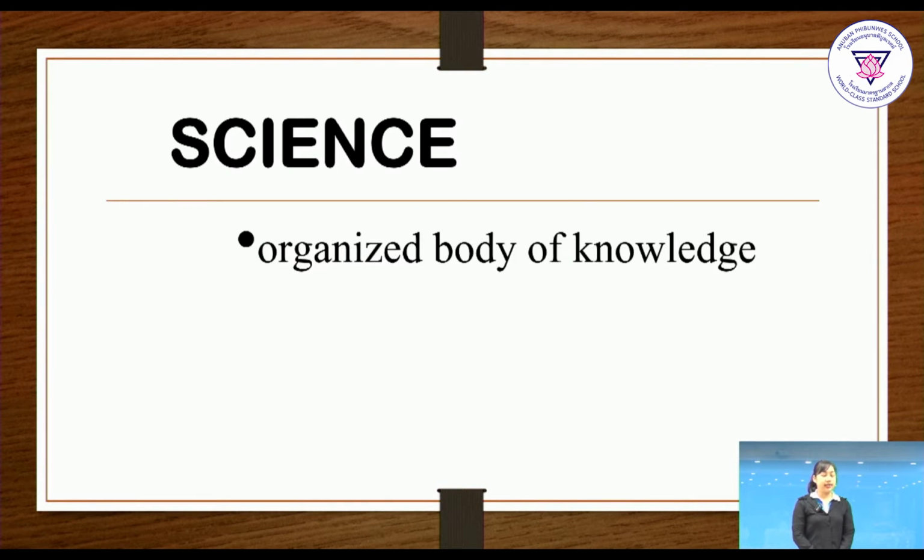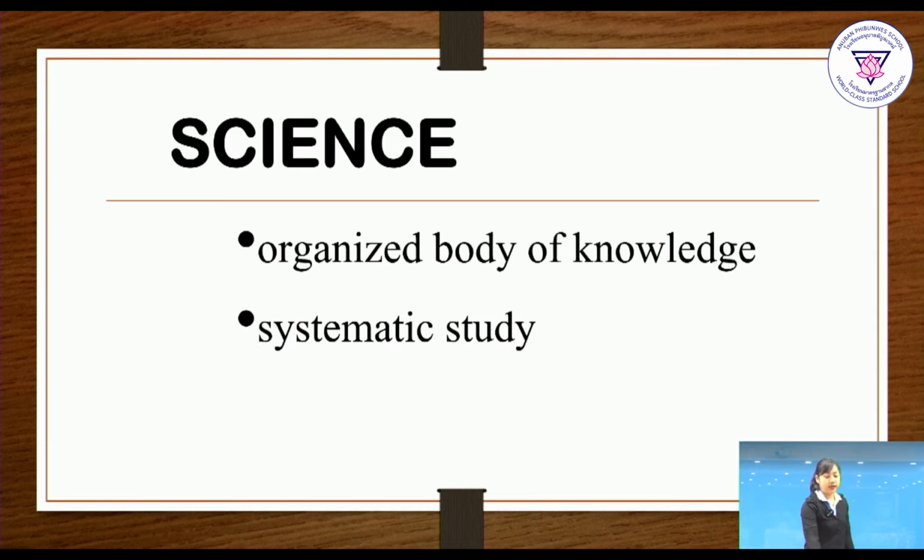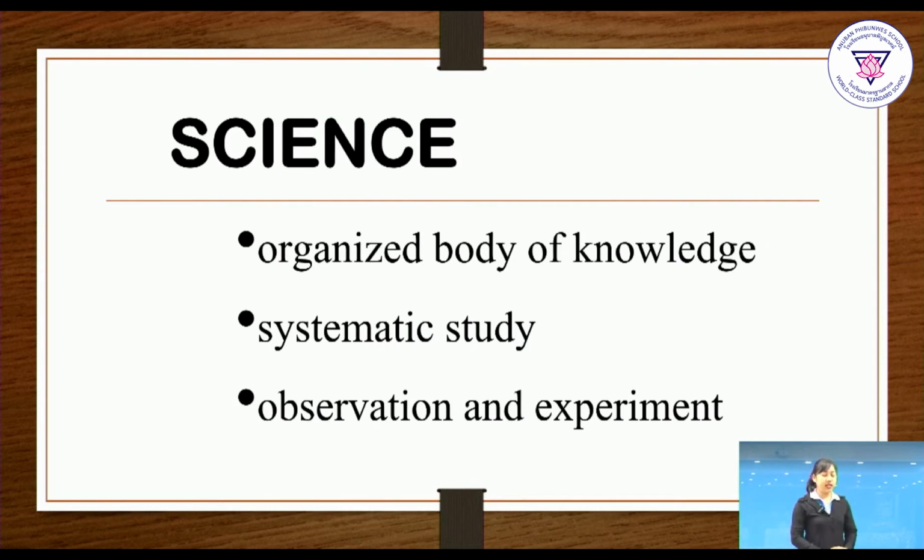The first one is that science is an organized body of knowledge. When we say body of knowledge, it studies the facts and the truth. Science is a systematic study. When we say systematic, it follows procedures and processes. The next one is that science is also observation and experiment. Of course, you need to study and observe to discover the answers to your questions.